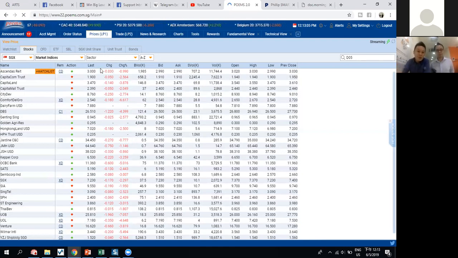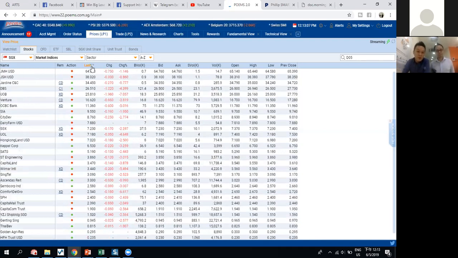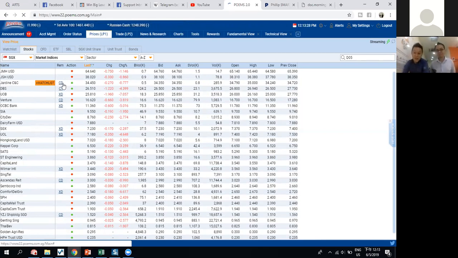Understand? So if you sort from the highest price to the lowest price, what do you see? You can see JHM, JSH, Jardine, DBS, UOB, Venture, OCBC. You can see all these different stocks over here. And what does this CD mean? Come dividend. Come dividend means there will be an upcoming dividend payout.